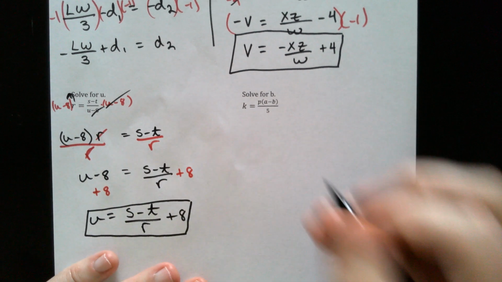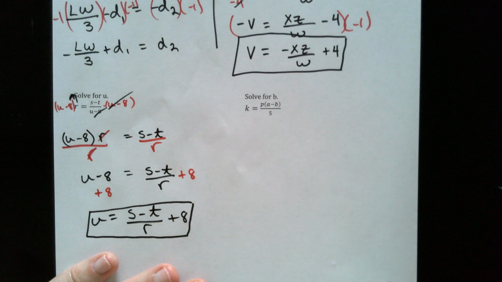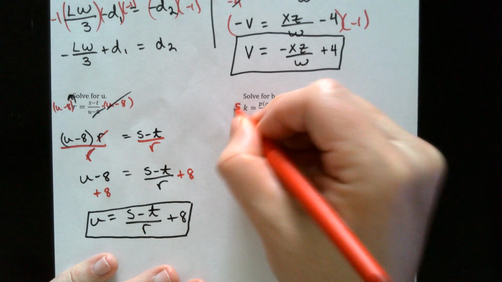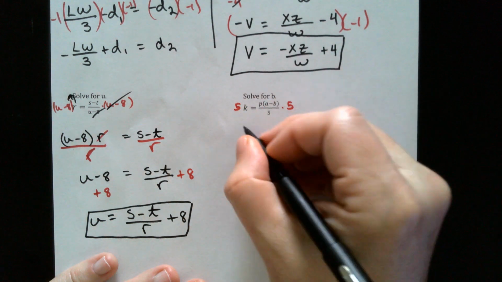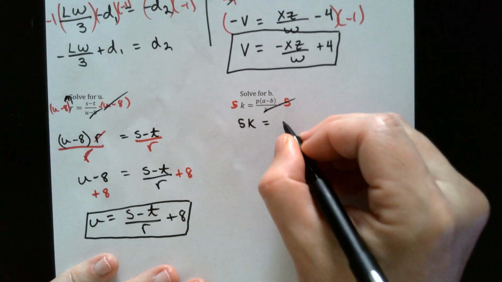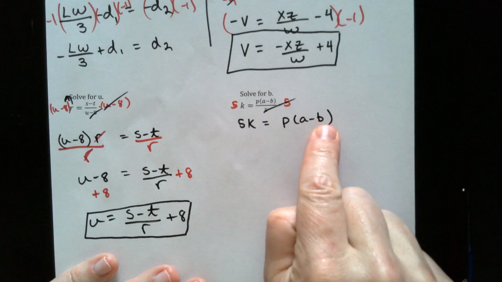Okay, last problem for this video. We're solving for b. It's right there. So first, you guessed it, get rid of the denominator. Multiply by 5. Okay, so that will give me 5k. These 5's go away, so equals p times a minus b. Here's the b I'm looking for.